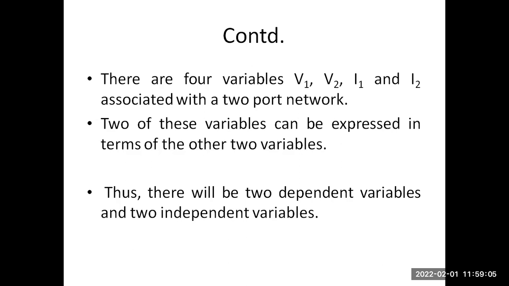So thus there will be two independent variables and two dependent variables. Obviously, suppose for example V1 and V2 are expressed in terms of I1 and I2. Can you tell which one is the dependent variable and which is the independent variable, if V1 and V2 are expressed in terms of I1 and I2?